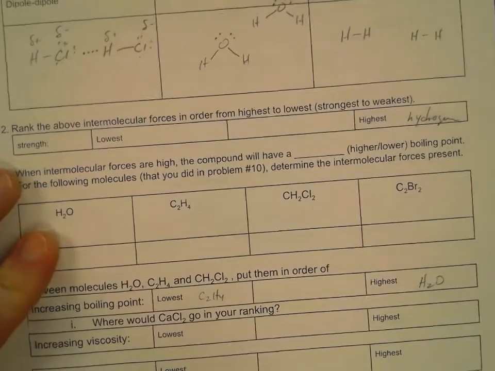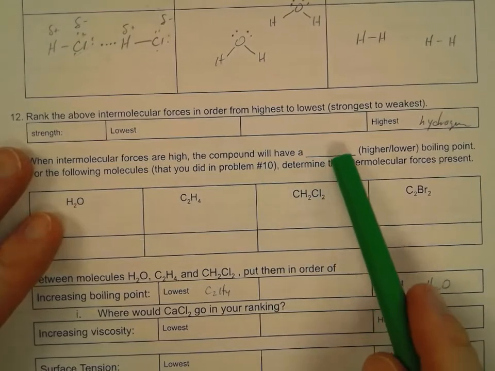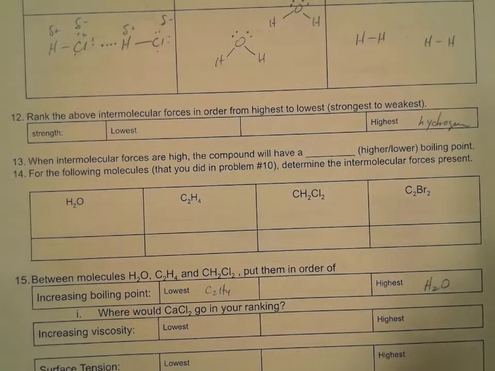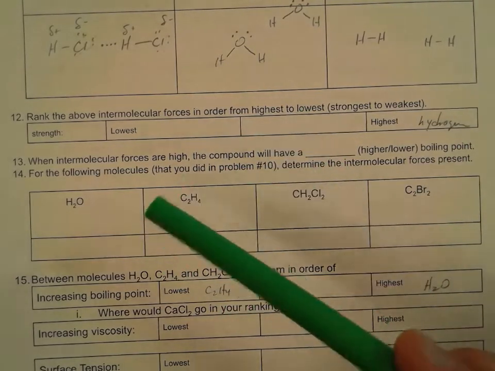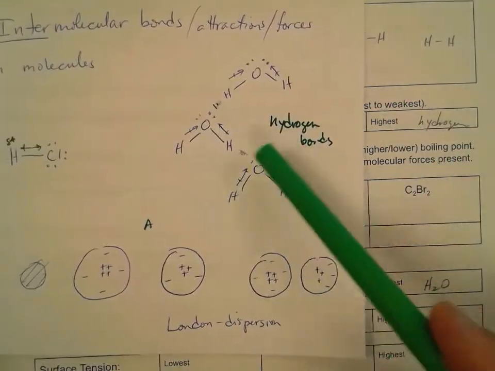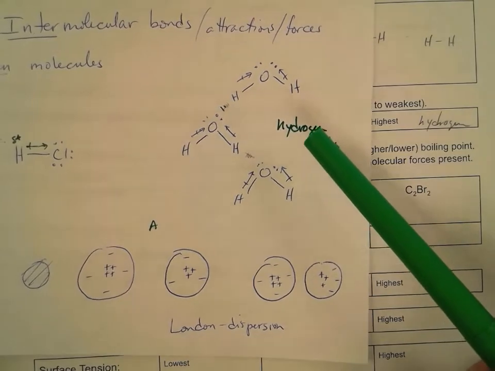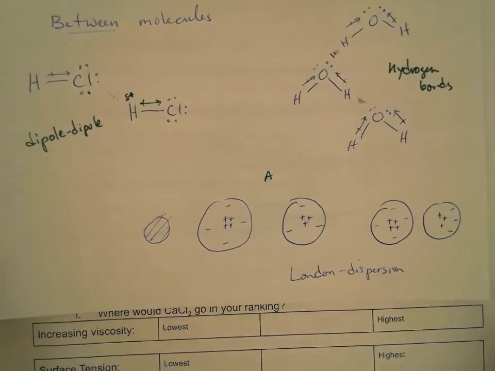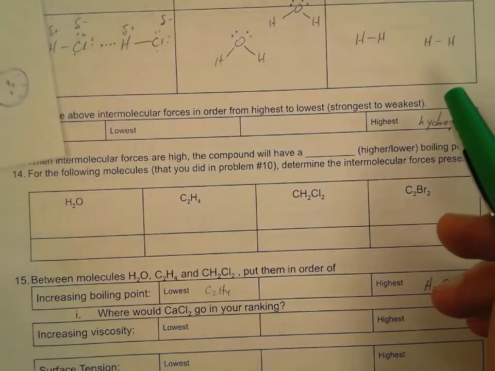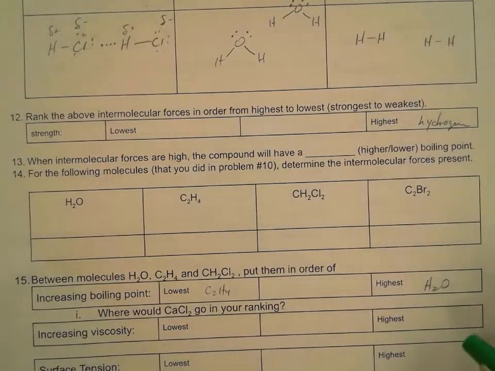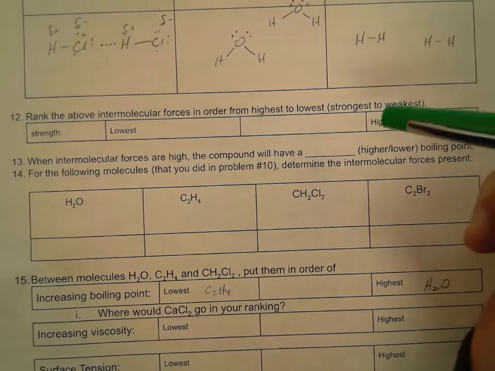Next question here. When intermolecular forces are high, the compound will have a higher boiling point. That's why something like water, which has that significant hydrogen bonding, boils at 100 degrees, whereas something like alcohol, which won't have as strong hydrogen bonds, would boil at a lower temperature than water would.